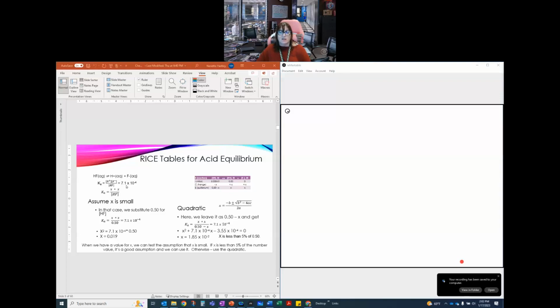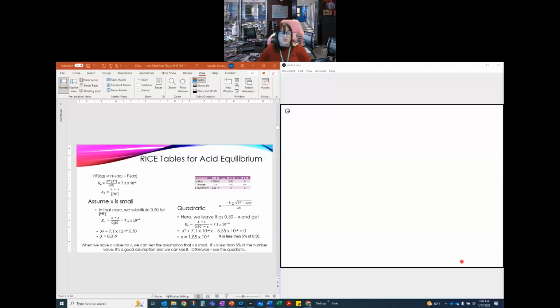That's actually in the exam handouts. That Ka is equal to X times X, so H plus times F minus, over the concentration of HF. That's how we look at this, all right? No matter what we start with, remember that we've made some assumptions about how these things work. We've assumed that whatever our initial concentration is, it's huge compared to that X. So we'll always get rid of that X portion when we do this.